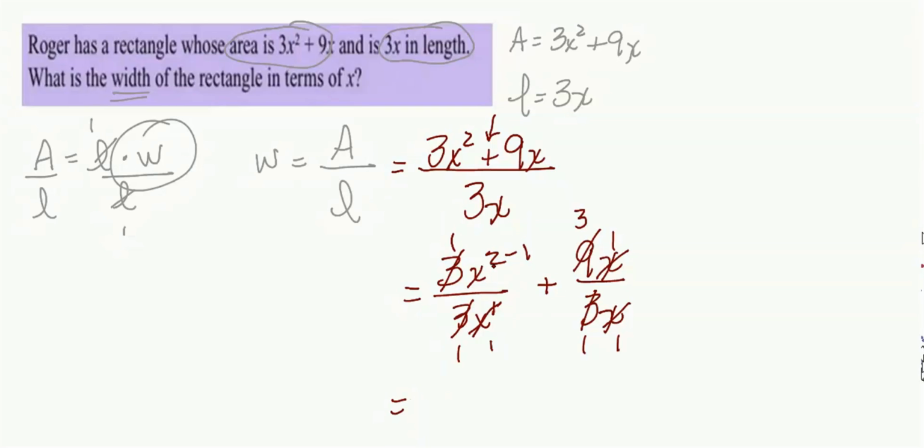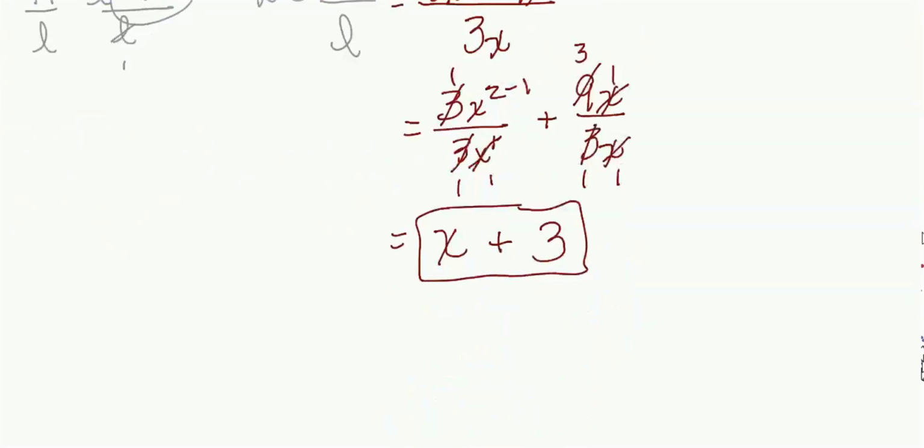So what's left over? Let's take a look. We have just the x to the first power, right? 2 minus 1. So we have x plus what's left is only a 3 for the second term. So x plus 3. Hopefully this is what you got when you tried this problem. Okay, let's go on to the next one.